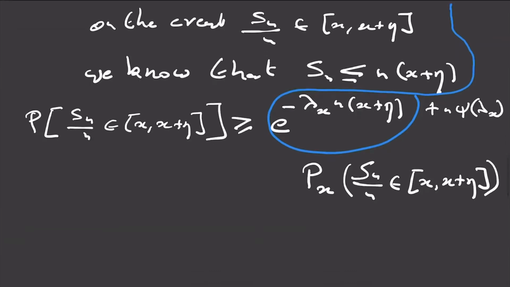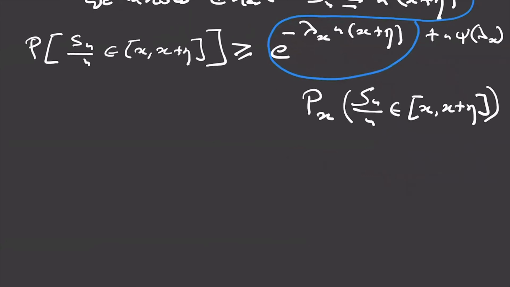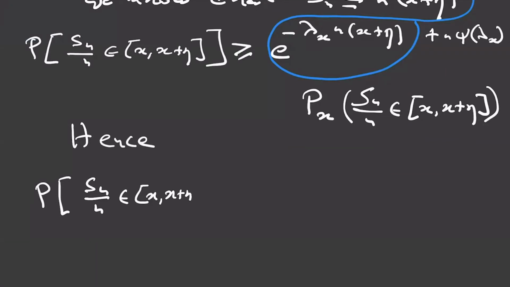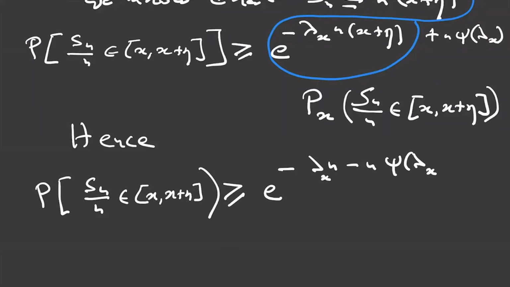So let's see. Let's summarize what we have. The probability that Sn over n belongs to x plus eta is lower bounded by exponential of minus lambda x, and minus n psi of lambda x plus n times psi of lambda x, excuse me, minus lambda x and eta, and times the px probability, which is up there.